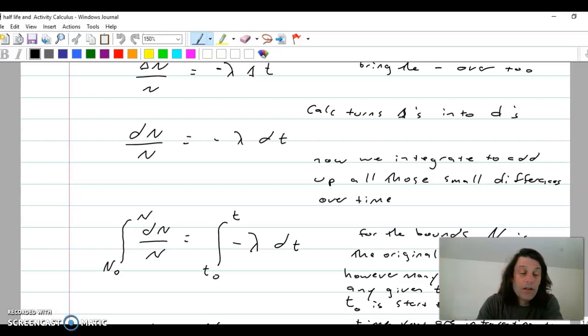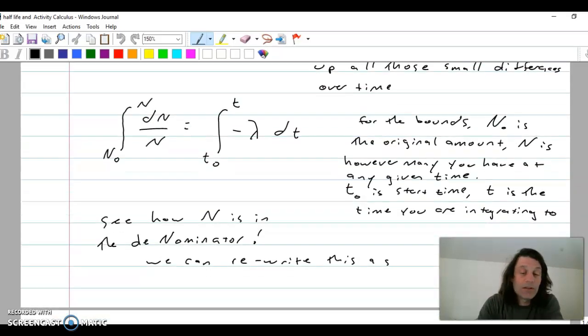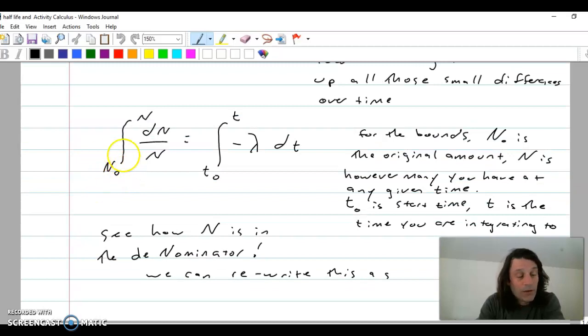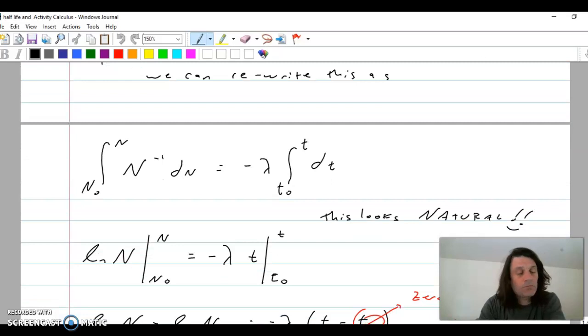I'm sure you've done quite a bit of these, but anyway, you're integrating from some number that you originated with. That's what the N naught is. You remember that the N is however many you have at any given time, which started at time 0 and went to whatever time frame you're dealing with. So N's downstairs, which means you can rewrite it as N to the -1. You all know the integral of that is a natural log. I fished out the lambda because it's a constant. Remember, lambda is a constant. You can fish it out of an integral.